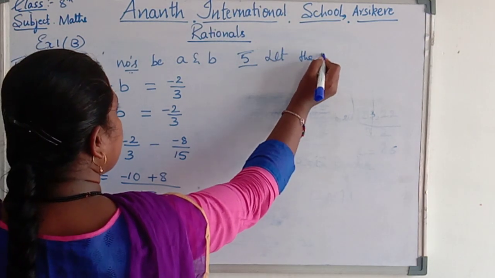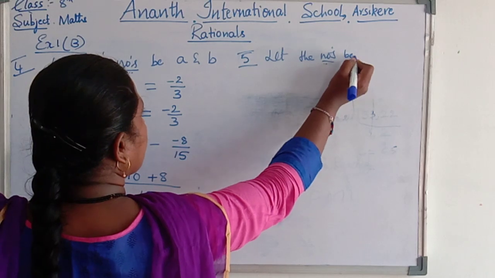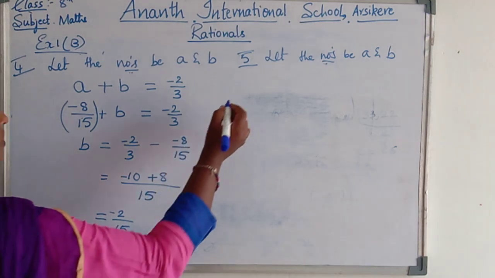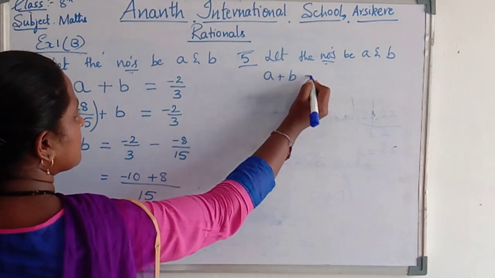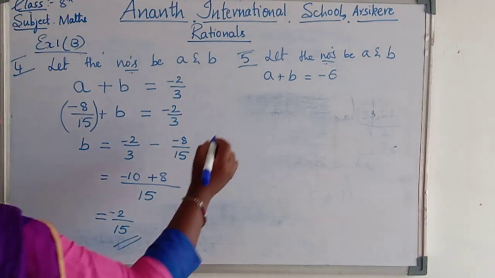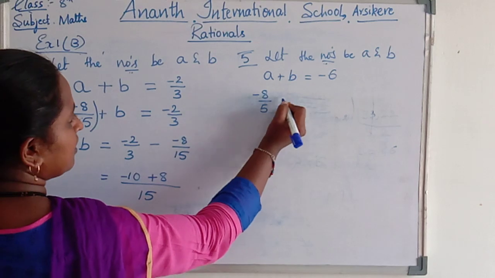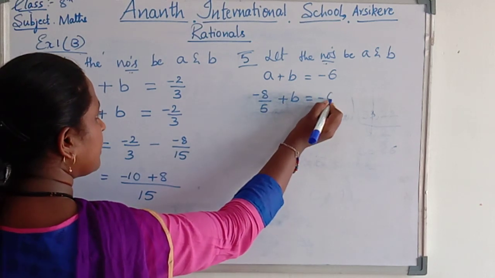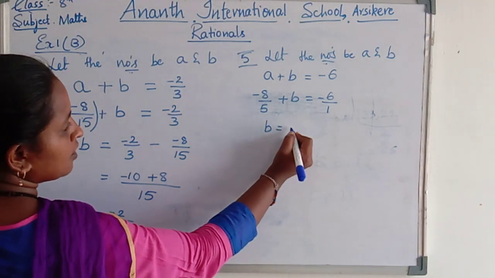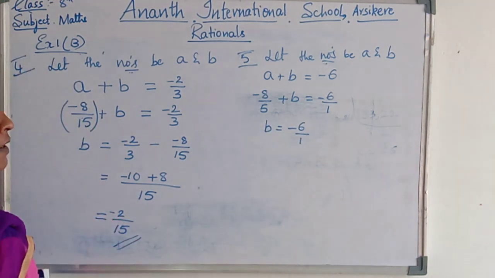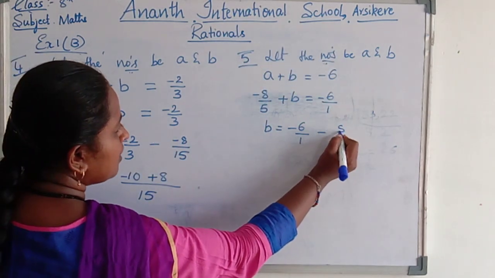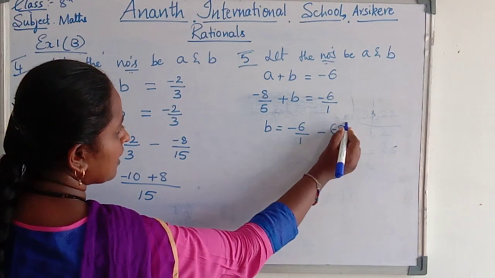Let the numbers be A and B. Here also they give the sum of two rationals is minus 6. They have given one of the rationals as minus 8 by 5. We don't know the other one, so write it as it is. Nothing is there means 1. We don't know the unknown value here. Write minus 6 by 1 as it is. And minus 8 by 5, that side it will become minus 8 divided by 5.